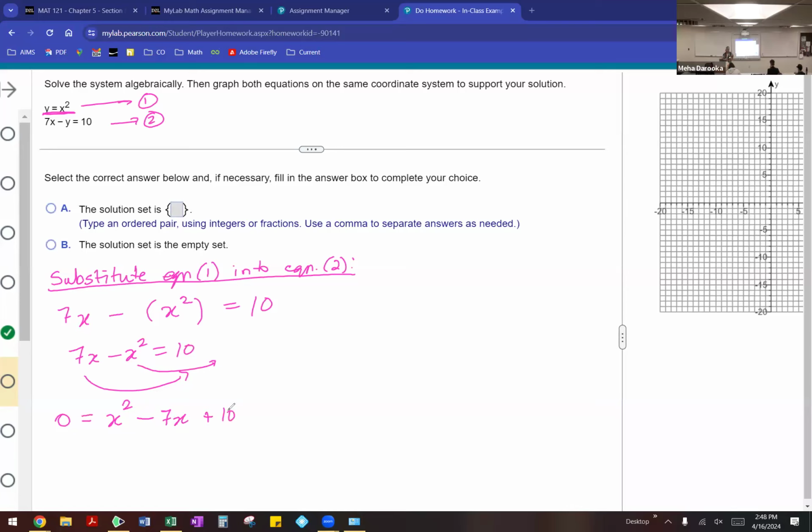Now, you can solve this using the techniques we had learned in chapter 2. So you can try factoring. Or what else had we done? Square root property, completing the square, quadratic formula. So any one of those which you think might be appropriate, you should be able to use here. I'm actually going to go with factoring. So two numbers that multiply to give us 10 and add up to give us negative 7.